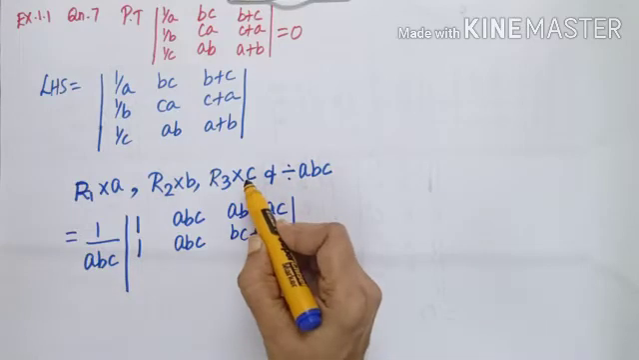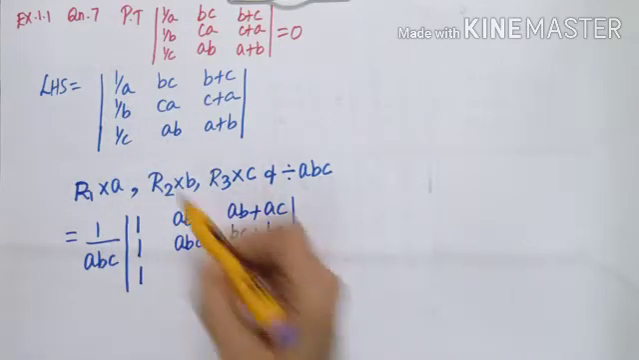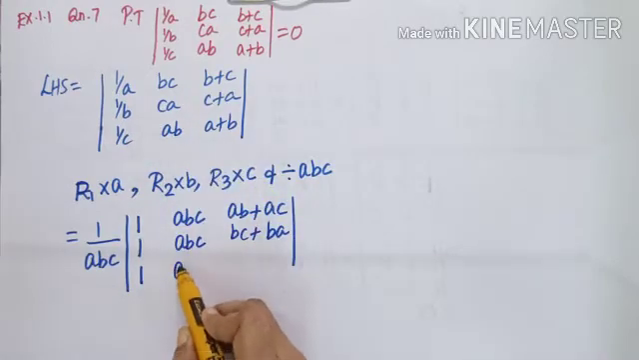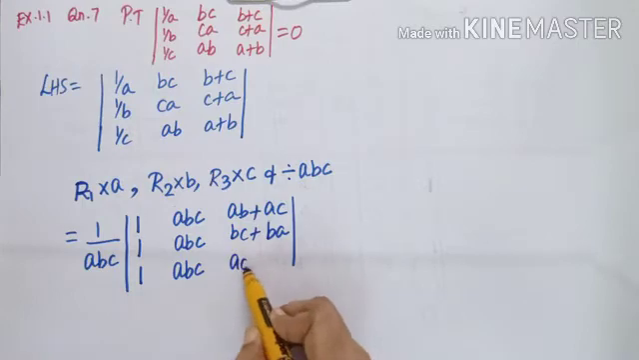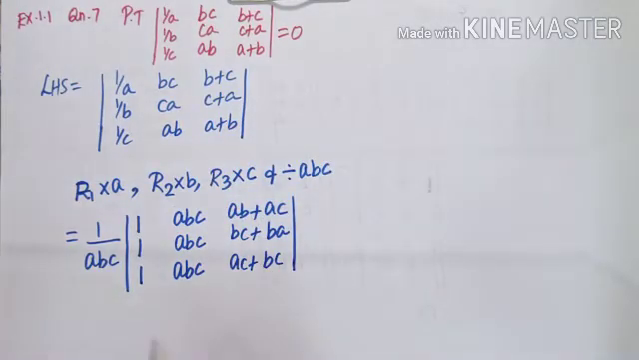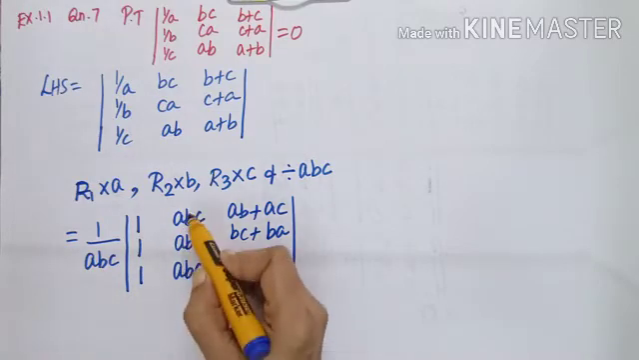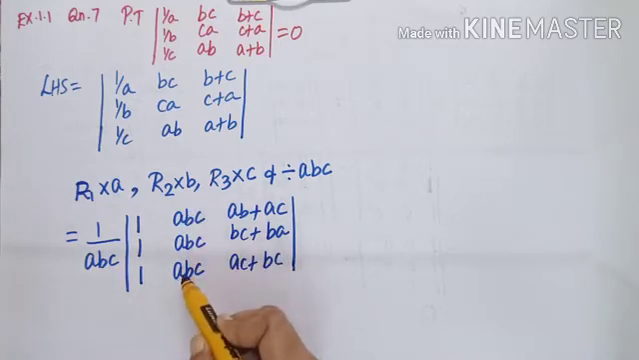Third row, multiply by C. C into 1 by C, 1. AB into C, ABC. C into A, AC. C into B, BC. Now, in the second column, there is a same element ABC, ABC, ABC, which is common.